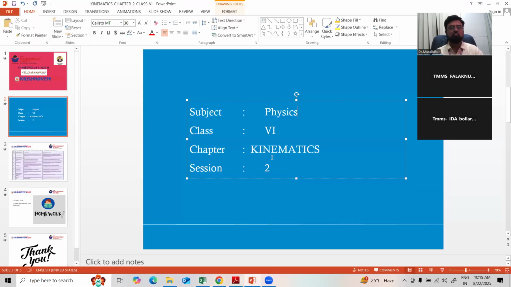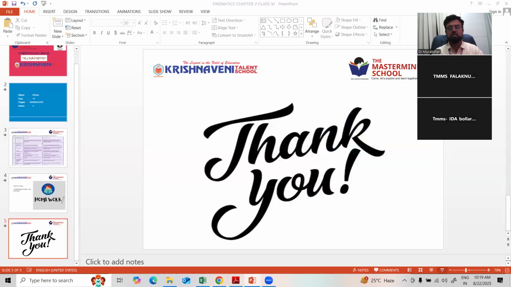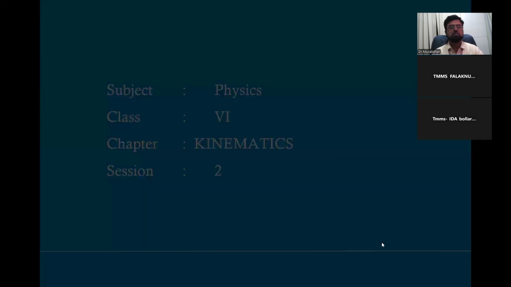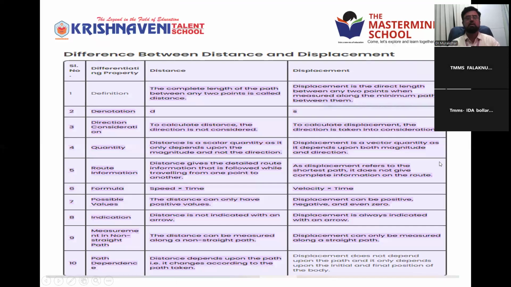Right. So I'll show you one more wonderful difference also between these two. So these are the differences between distance and displacement. So many differences you can find. See, first, the definition: the complete length of the path between any 2 points is called distance. The displacement is a direct length between any 2 points when measured along the minimum path. That is called the shortest path. Distance is denoted by d, displacement is denoted by s.